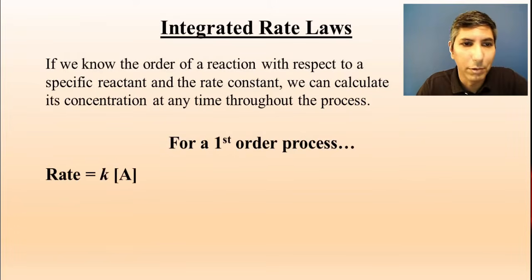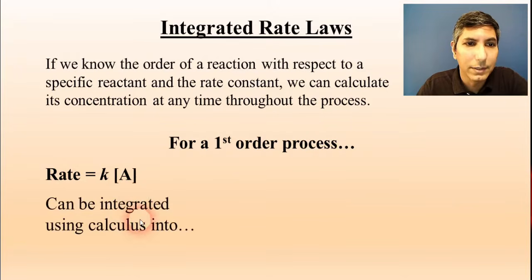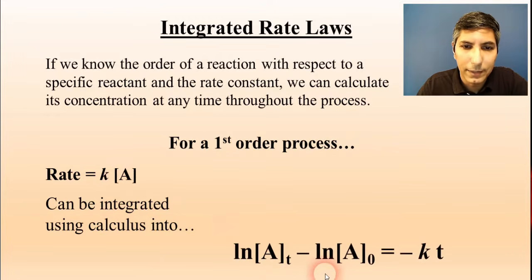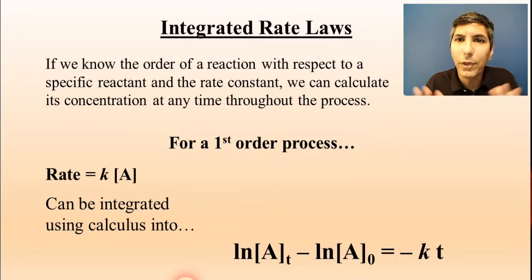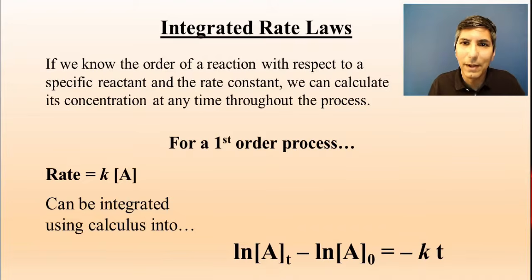Now, if we have a first order process, rate equals K times A, we can use calculus and integrate this equation here into something that looks like this. Natural log of A sub t minus natural log of A sub 0 equals negative Kt. Now, you don't have to know the calculus. That's the nice part about this. If you take physical chemistry in college, you'll see how this works. But for right now, just take my word for it that that is the first order integrated rate law.